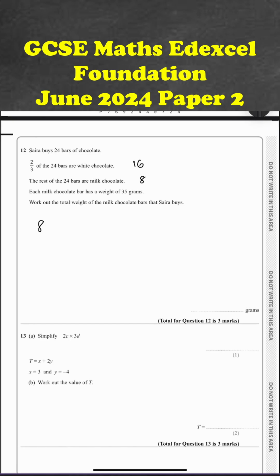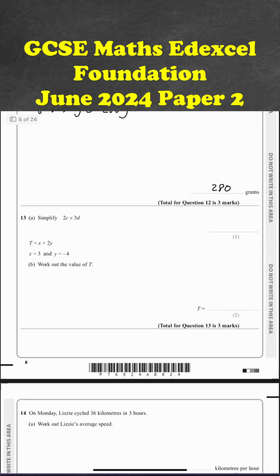So all we need to do is 8 multiplied by 35 grams. Do that on my calculator. 8 times 35, we get 280 grams. Question 13. Simplify 2c times 3d. You just do the numbers times each other first, so we have a 6, and then you just put the c and the d next to each other, so 6cd.